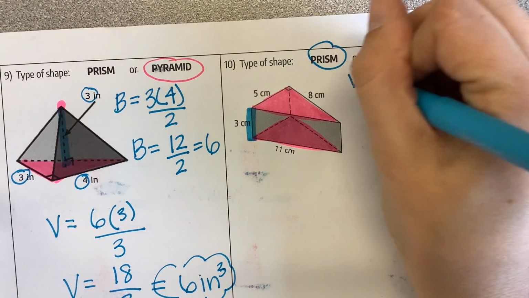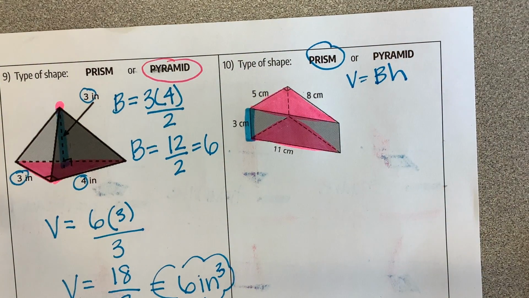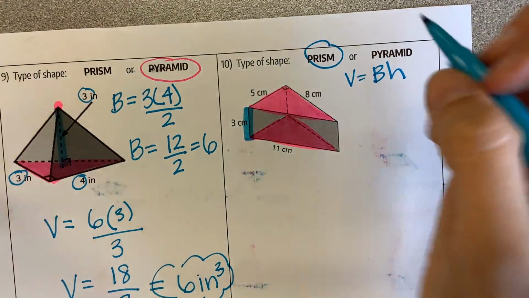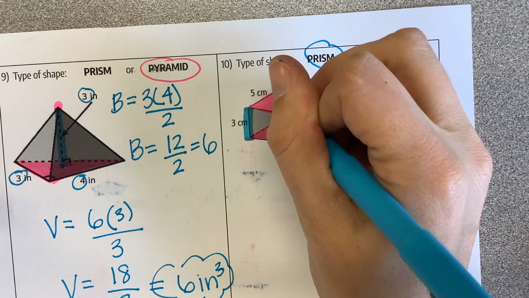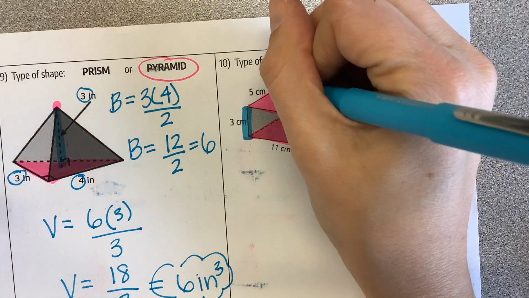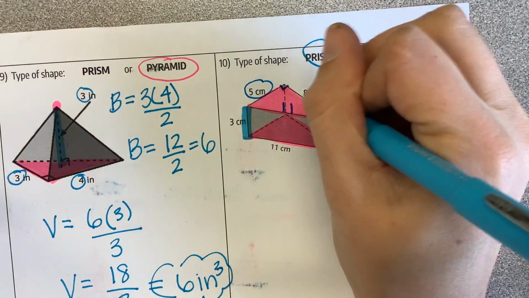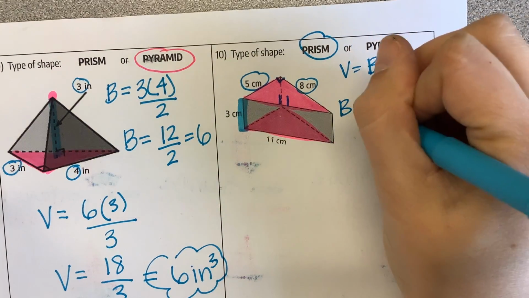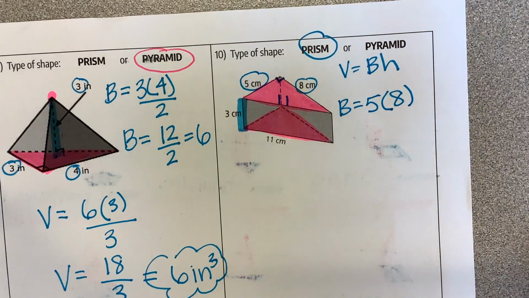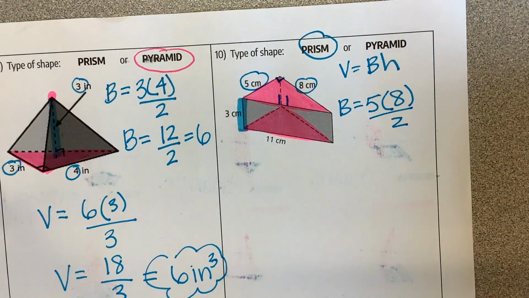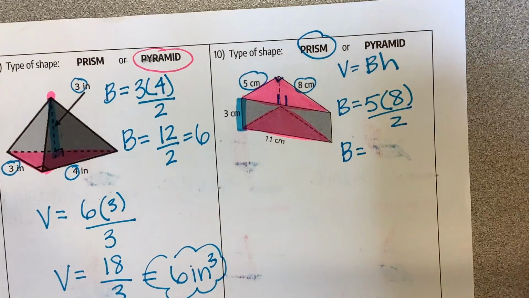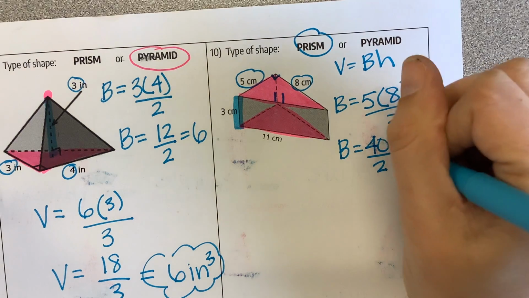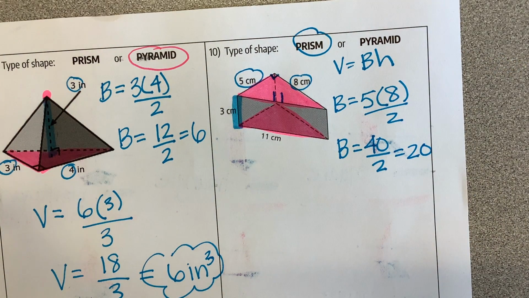Remember, for prisms, it's area of the base times the height. We're not dividing by 3. So our base shape is a triangle. The triangle has 5, 8, and this side is 11, but the sides that connect at the 90-degree angle are 5 and 8. So for the area of our base, we're doing 5 times 8. It's a triangle, so divide by 2. 5 times 8 is 40. So 40 divided by 2 is 20.